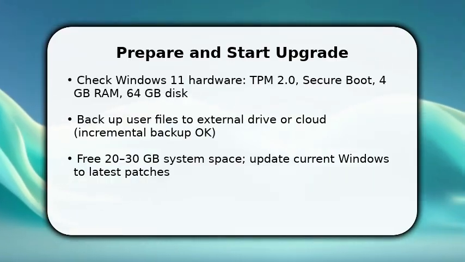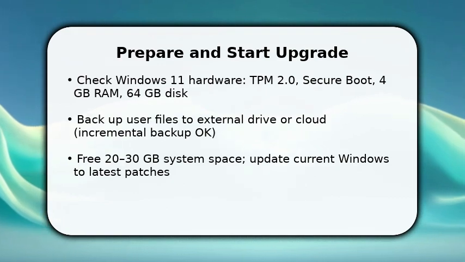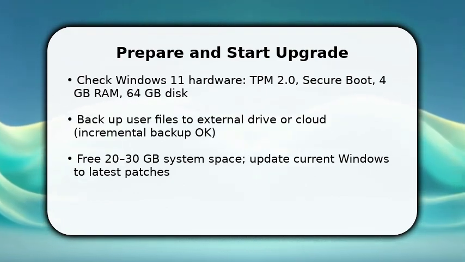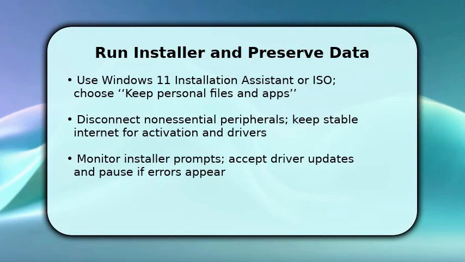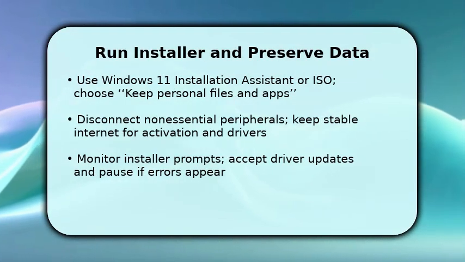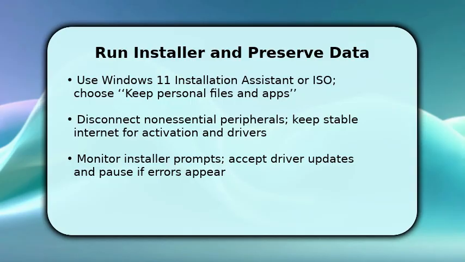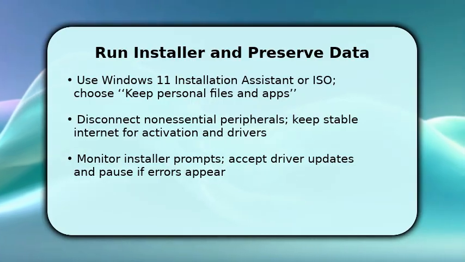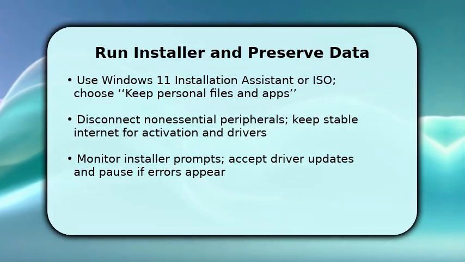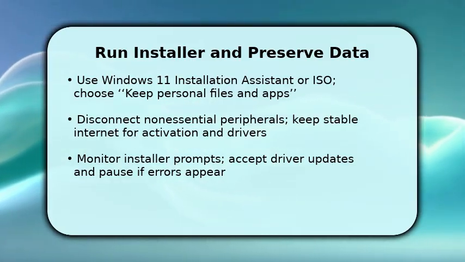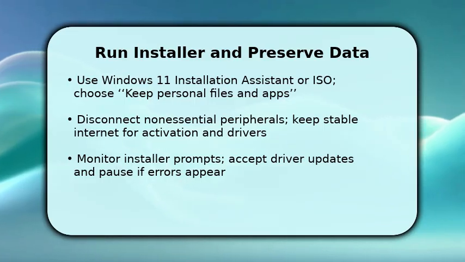Make sure you free about 20-30 GB of space and plug in the laptop so the installer won't pause. You now run the Windows 11 Installation Assistant or mount the ISO and start setup. Choose the option that keeps personal files and apps so the installer migrates your data automatically. That's how you avoid a clean install.